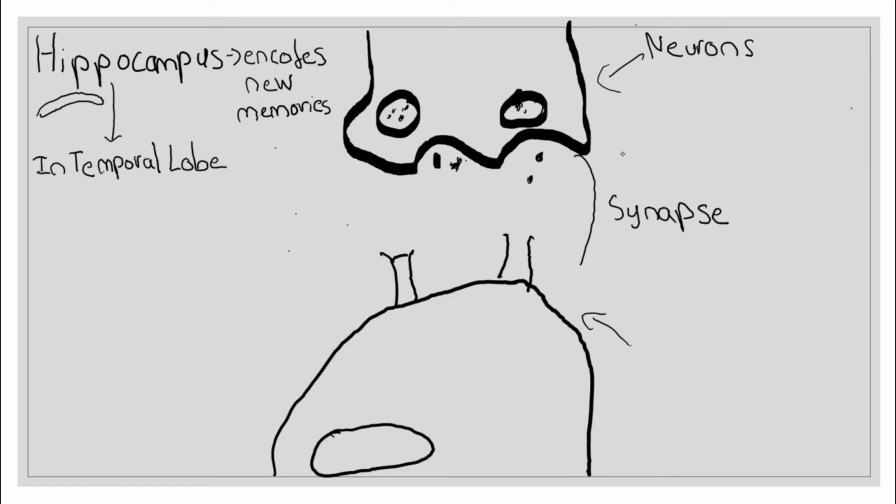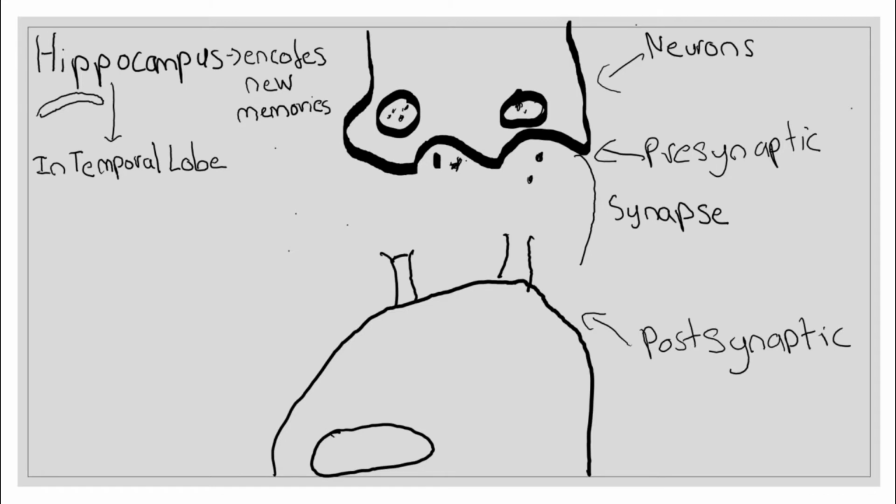This thing over here is called the presynaptic membrane because it's right before the synapse, so we call it presynaptic. And here, right after the synapse, this area over here is the postsynaptic, post meaning after, so postsynaptic is after the synapse. So how do neurons actually communicate with each other?